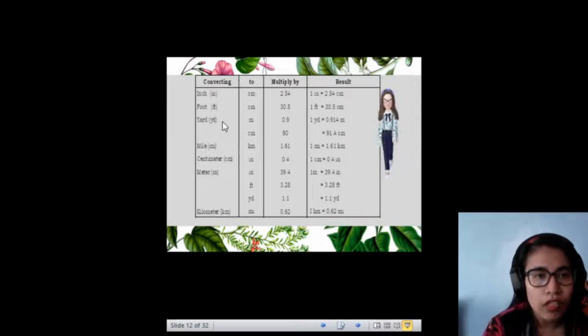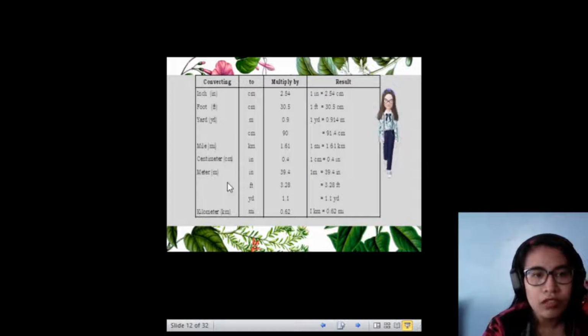The same with our yard. Our yard can be converted into meter and centimeter. So for the meter, 1 yard is equal to 0.914 meter. And for the centimeter, 1 yard is equal to 91.4 centimeter. We have here the mile. When you want to convert mile to kilometer, 1 mile is equal to 1.61 kilometer. And when we have centimeter to inch, 1 centimeter is equal to 0.4 inch.